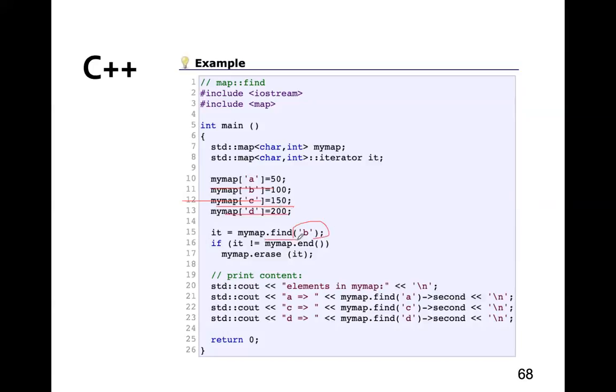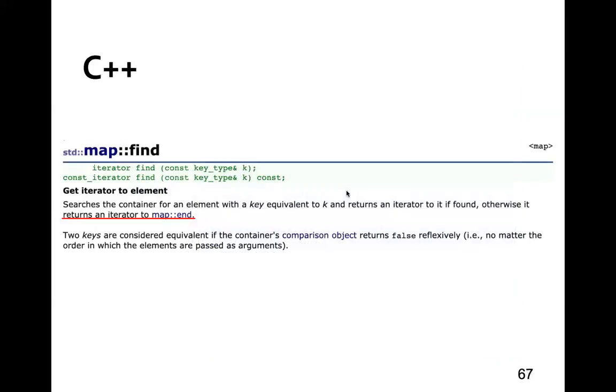You have to use find. If you directly check a map with the bracket, it will create an empty value for you. So it has a side effect. If you just want to see whether something is in the map, you have to use this find function, okay?